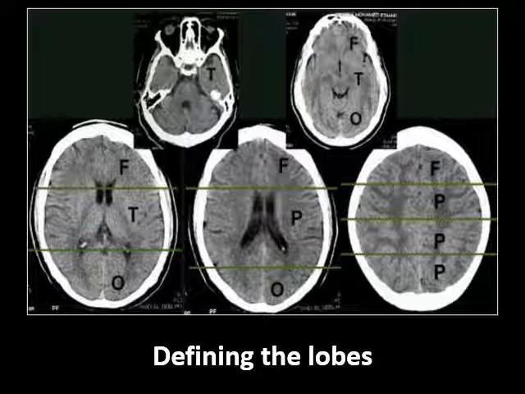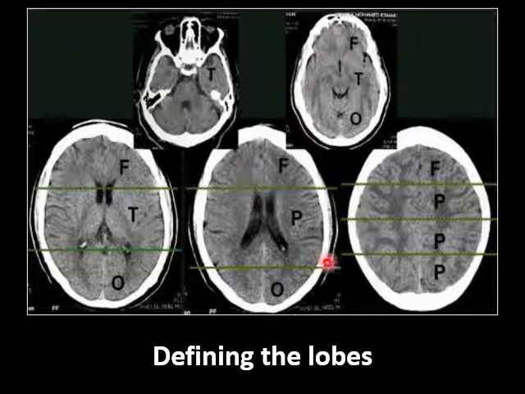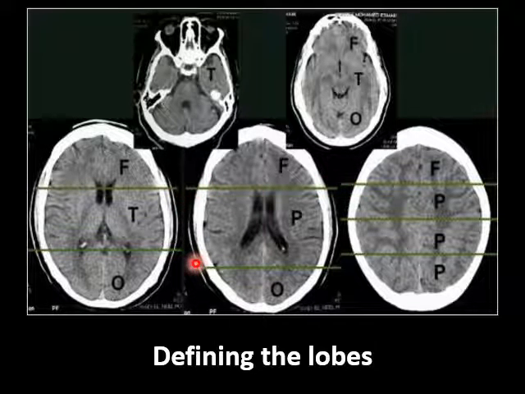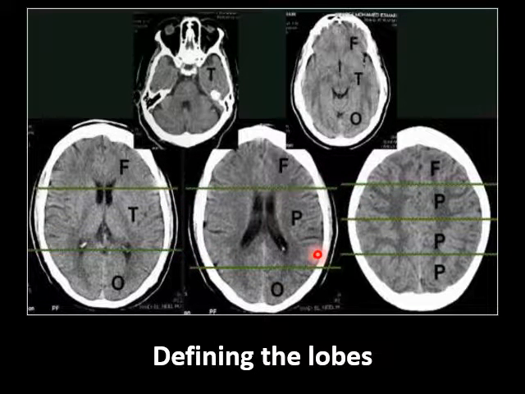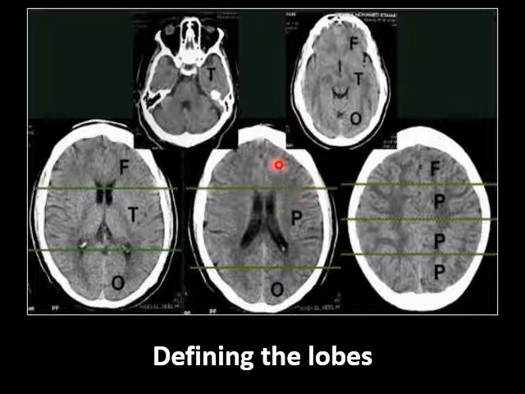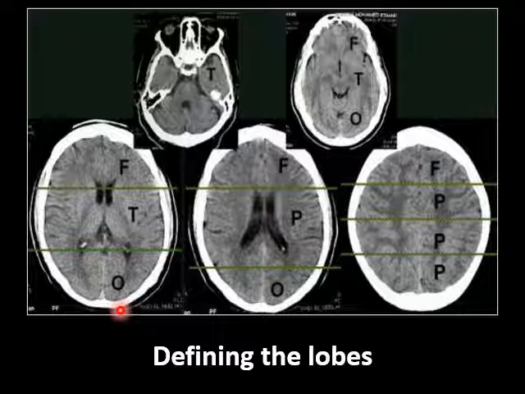We will identify the lobes. How to identify the lobes? Frontal, temporal, parietal, or occipital lobes. You will go to the level of the lateral ventricle and draw a line like this in front and behind the lateral ventricle. So in front of this line, it will be the frontal lobe. Behind it will be the occipital lobe. Okay?